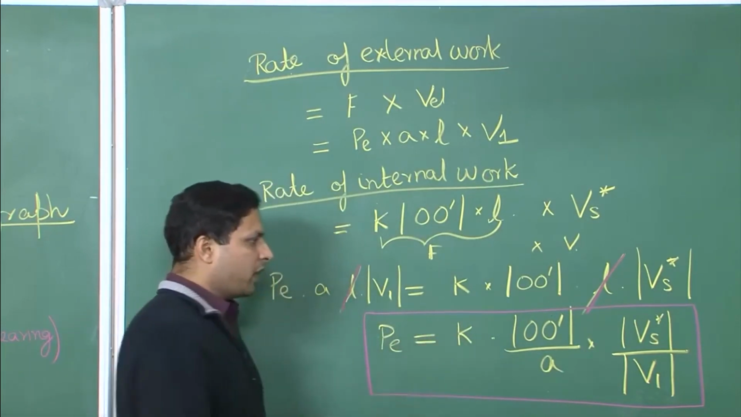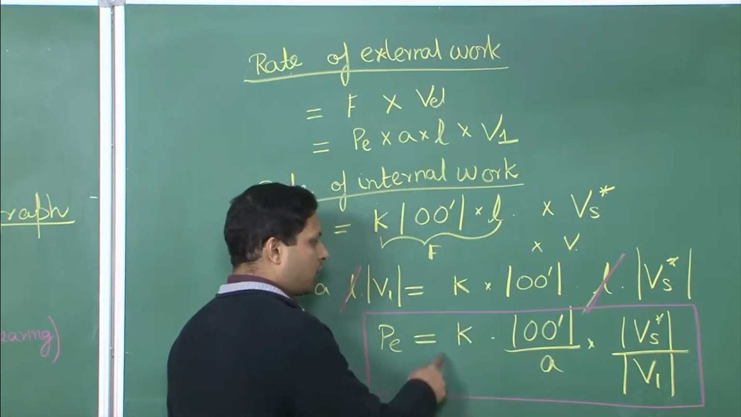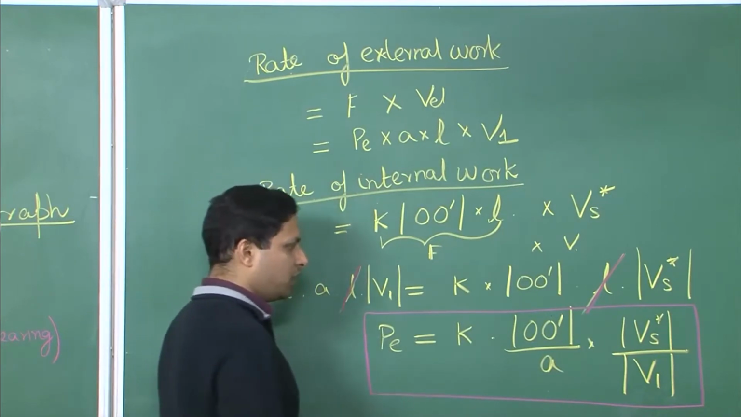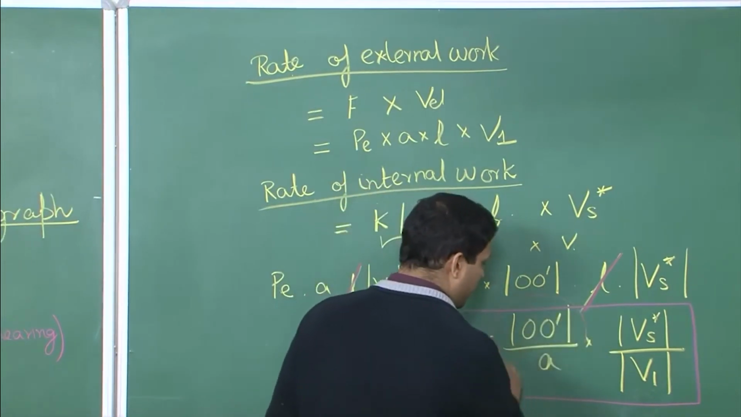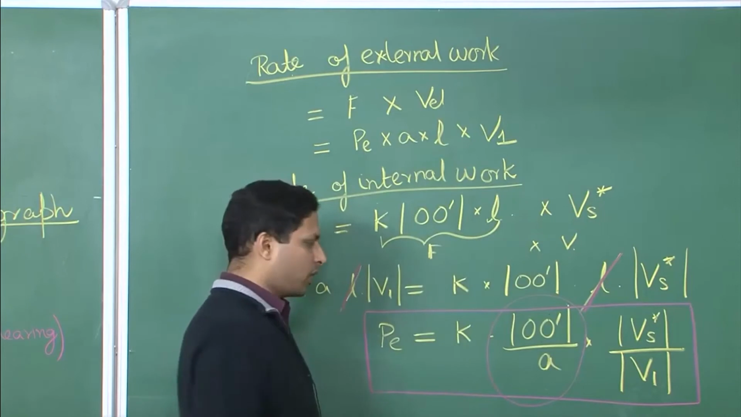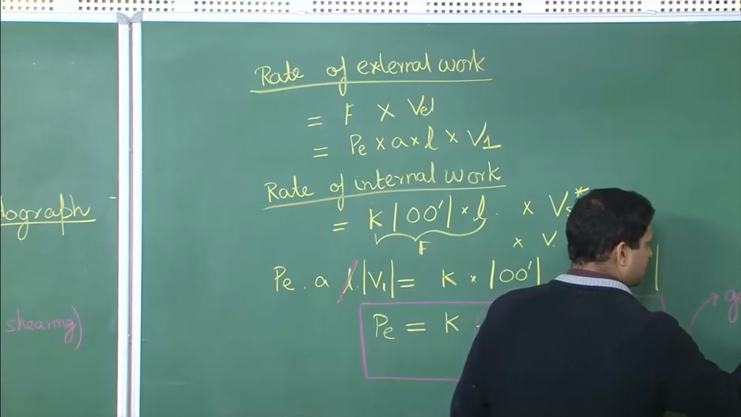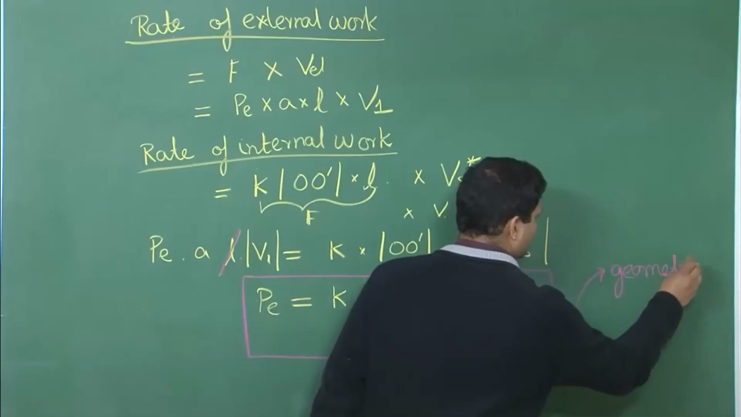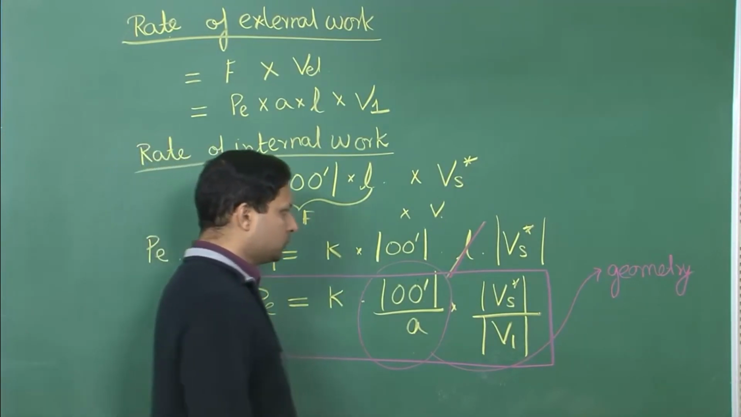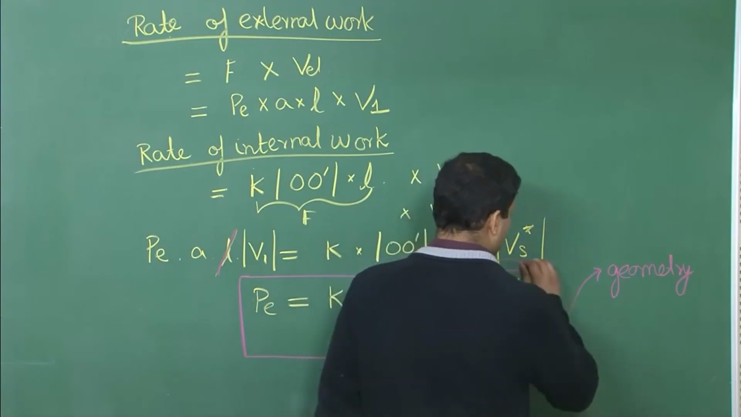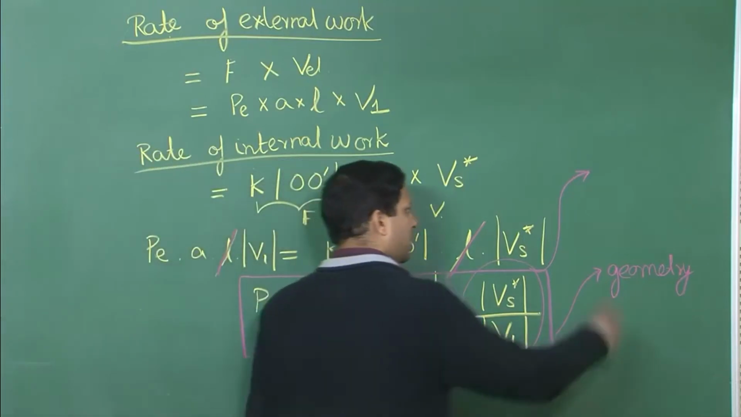Overall, the form of the equation will remain the same no matter what material you take. The only thing you will have to change when you change material is the shear strength of the material. And where will you obtain the value for this term? You can obtain this from the geometry. The geometry of the problem would allow you to get the value for these terms. Where would you get the value for this? V star by V1, we will get it through the hodograph.